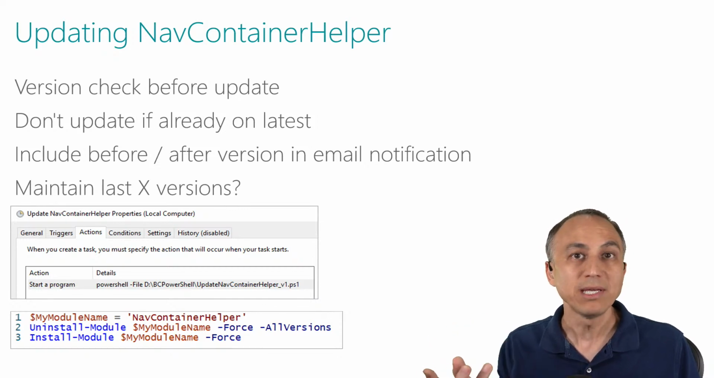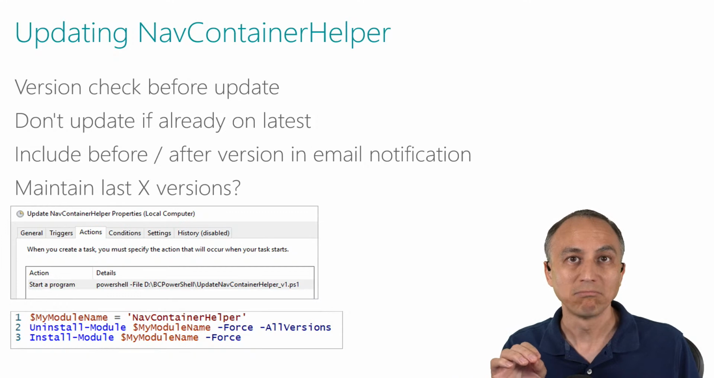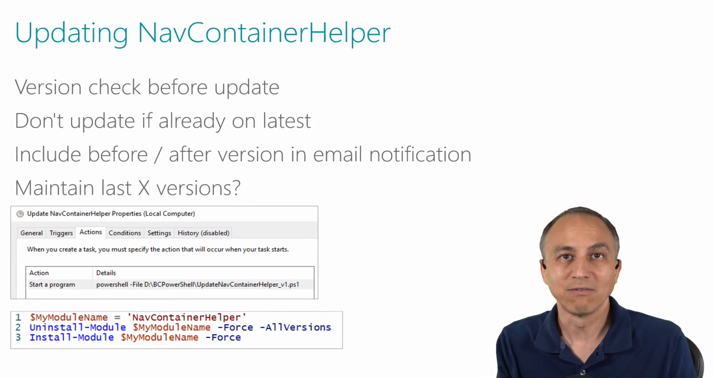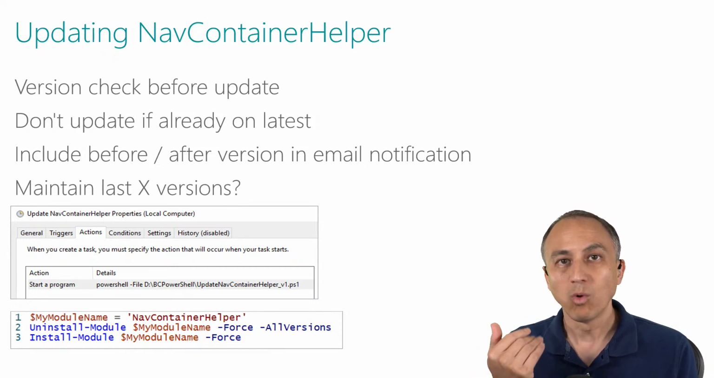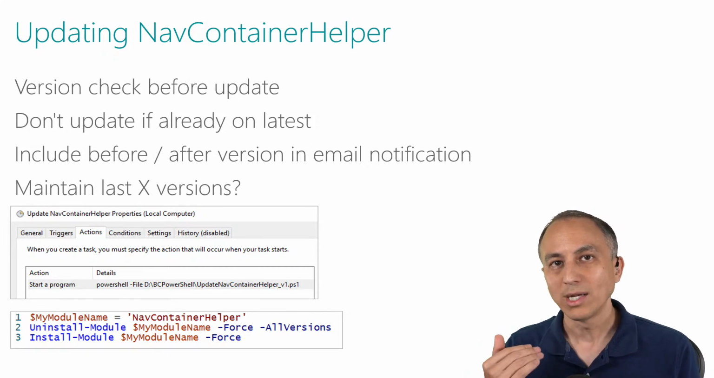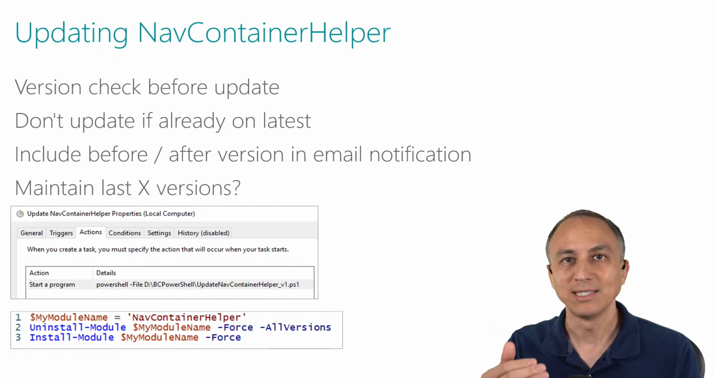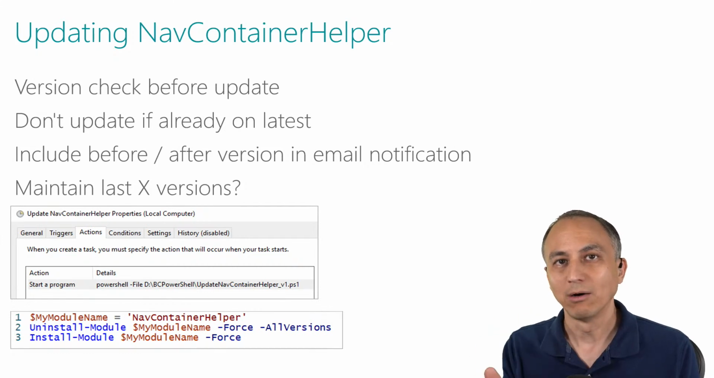And then maybe I want to maintain the last so many versions. Maybe I don't always want to just clobber an existing version and upgrade. Maybe I want to maintain both version 19 and 20. So if version 20 gives me an error for some reason, I have version 19 sitting there, and I know I can always fall back.